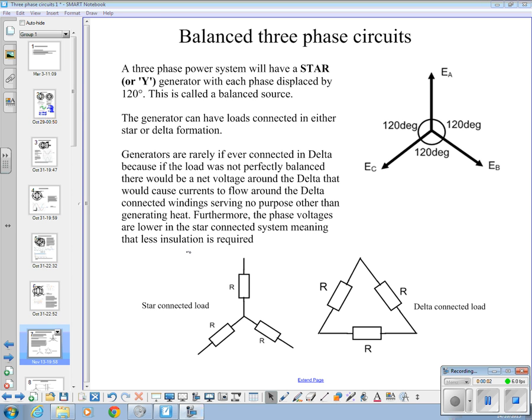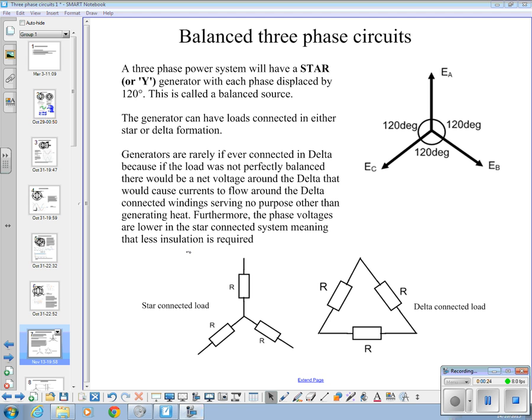So, part 2 of today's session. Balanced three-phase circuits. Three-phase power systems will have a star or Y generator with each phase displaced by 120 degrees, called a balanced source.